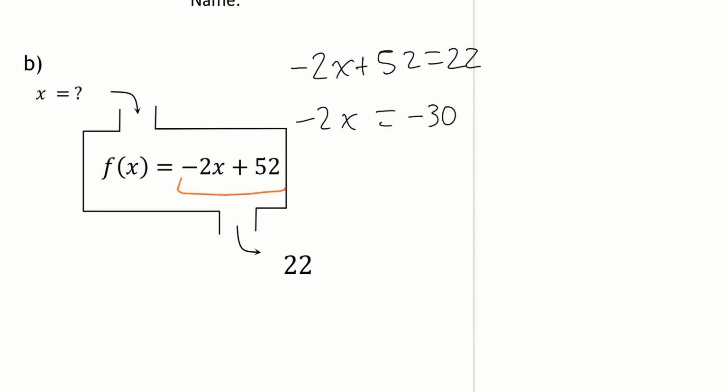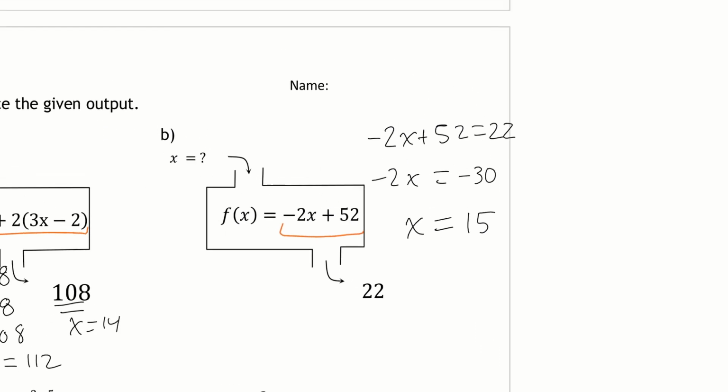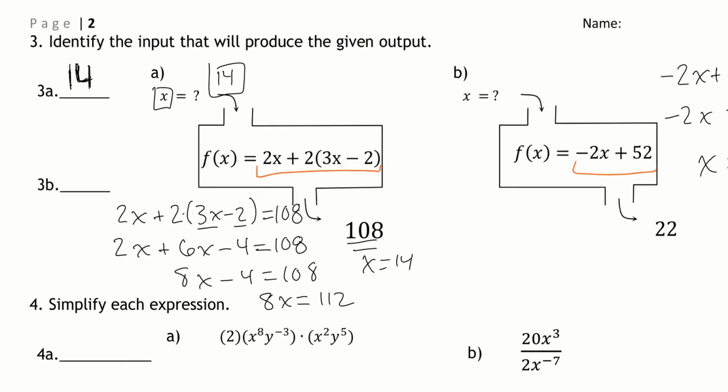And if I divide both sides of this by -2, when I divide the left-hand side by -2, I'm left with simply x. And on the other side, when I divide by -2, I'm left with 15. So for question B, when 15 goes into that function, it produces an output of 22. So for B, the input that we're looking for is 15.